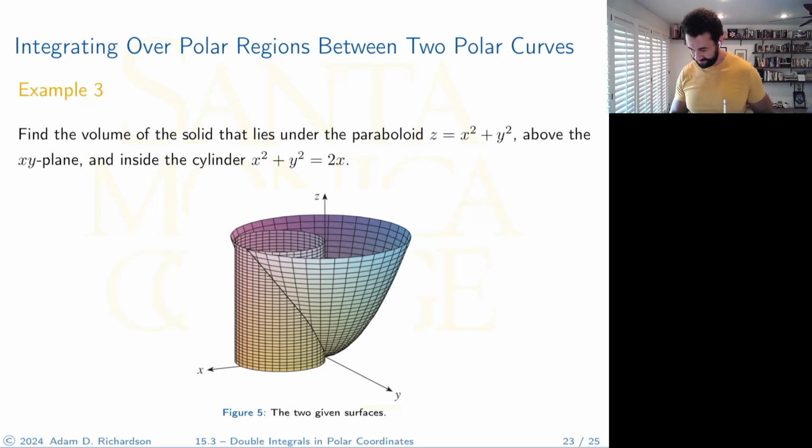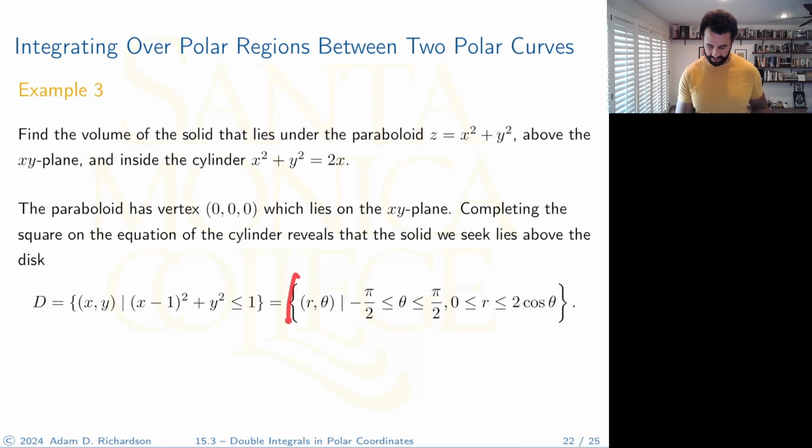Okay, so looking at this really does feel like it would be easier to integrate in terms of polar coordinates, because we're integrating over a disk and we're integrating underneath something that has this radial behavior. So polar coordinates seem like a good idea. And this is what it looks like, representing it in polar coordinates.